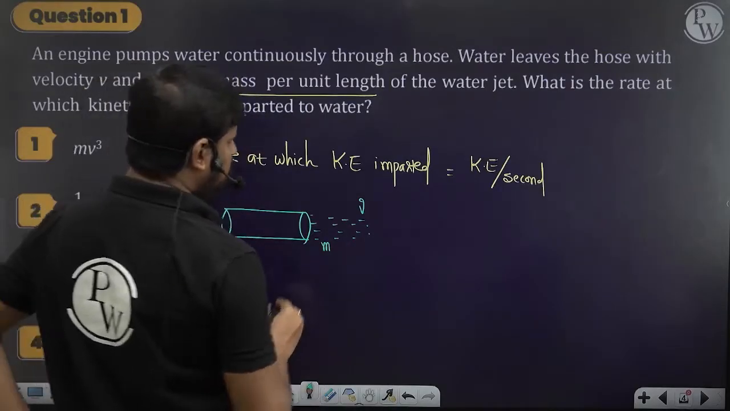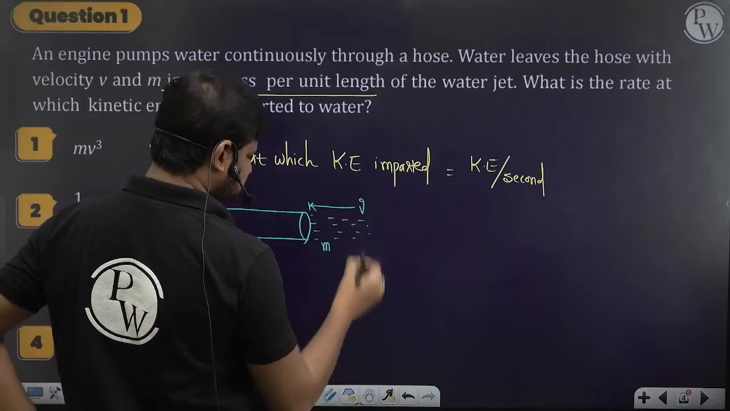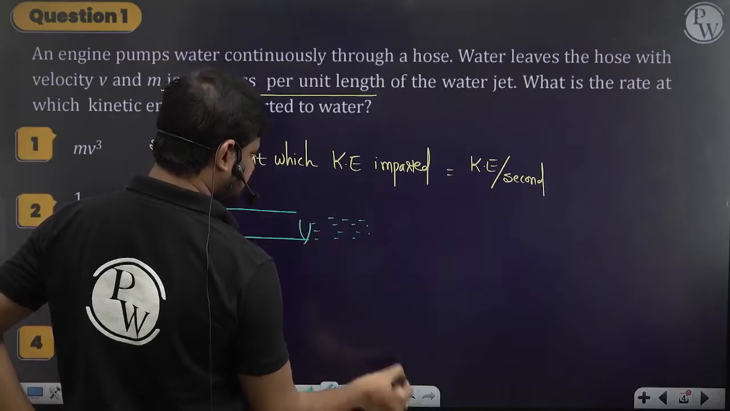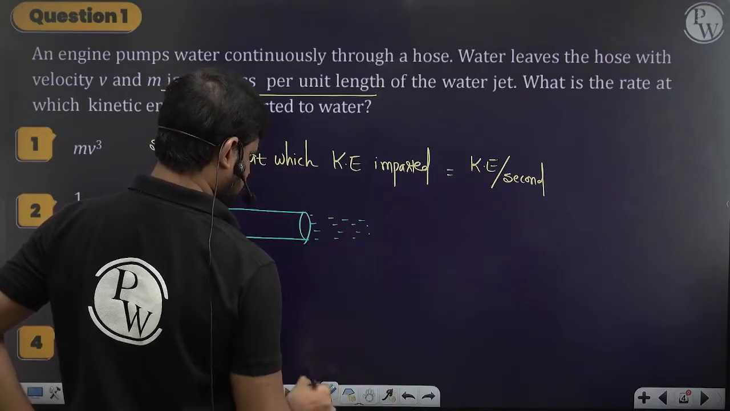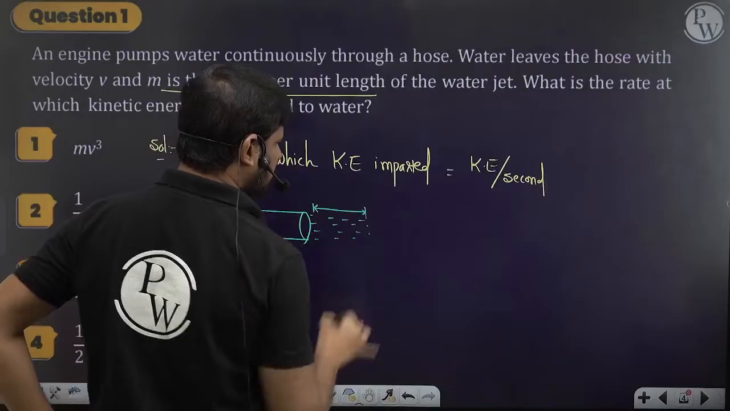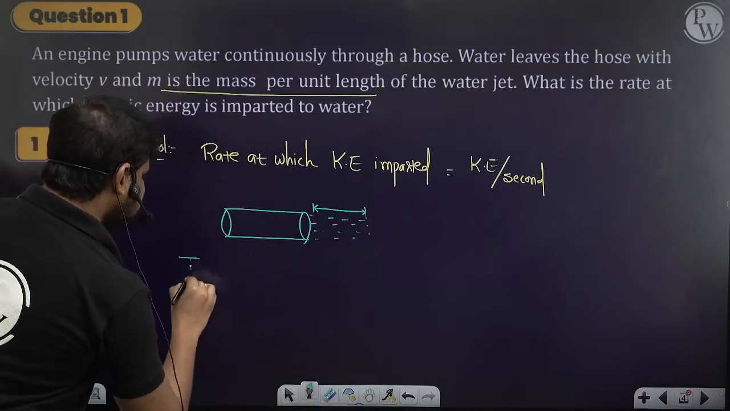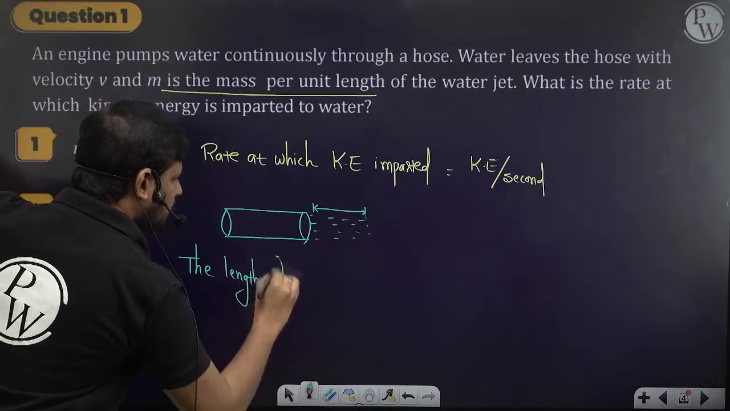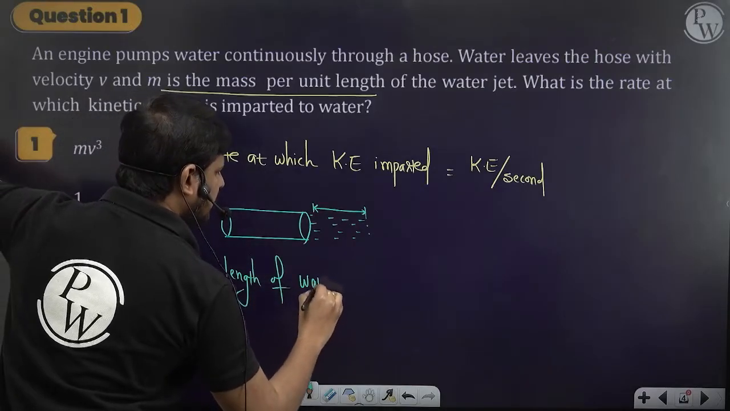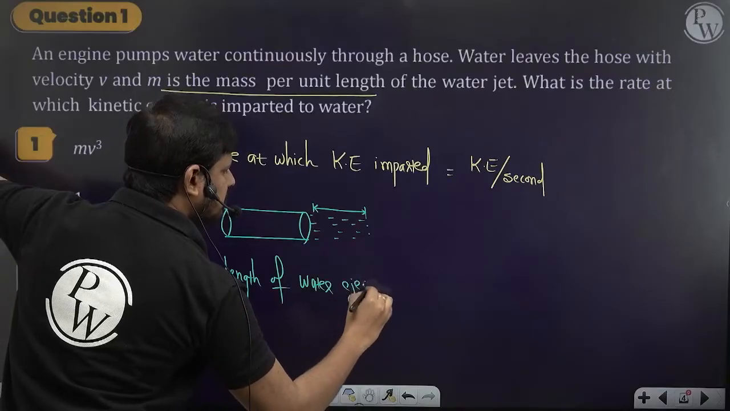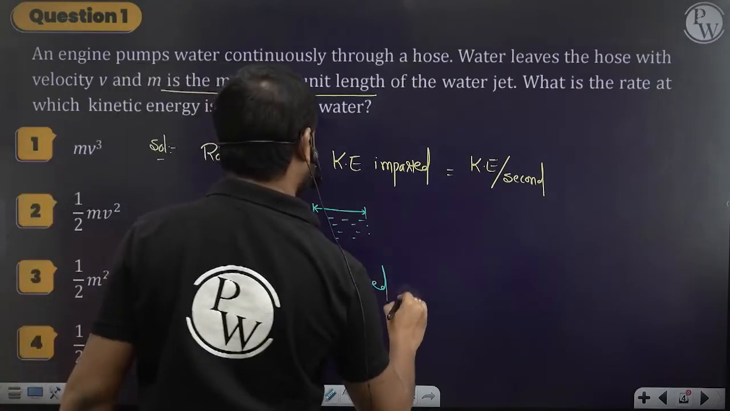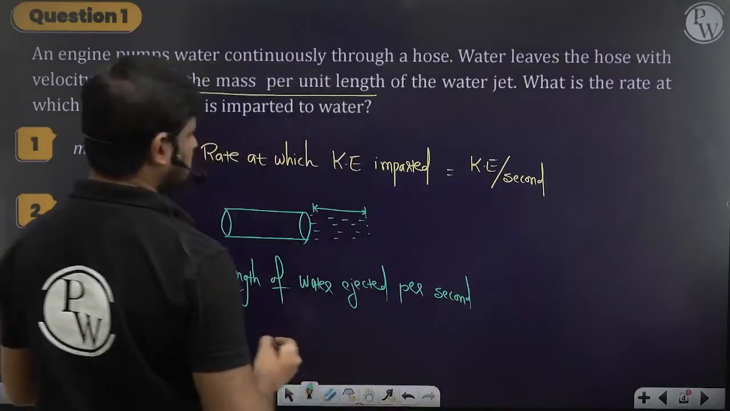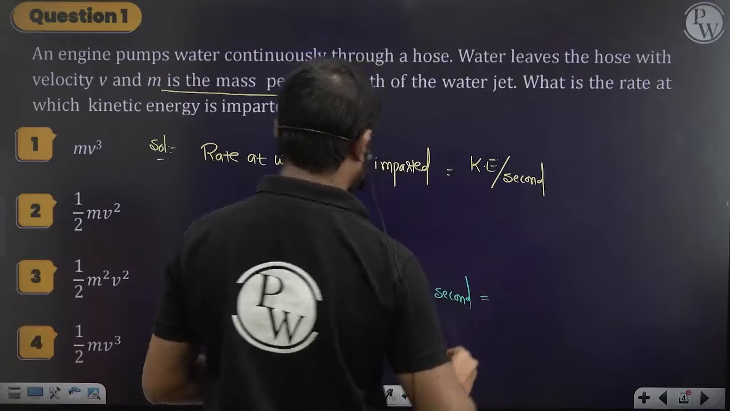So let's find the total length of this water jet. First let's find what is the length of the water jet, that is, the length of water ejected per second. See here, the length of water ejected per second. That means in 1 second, how much will it eject?